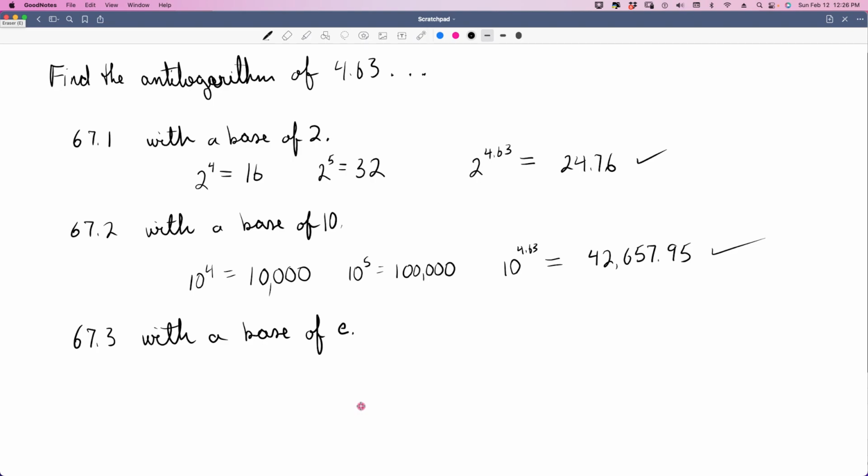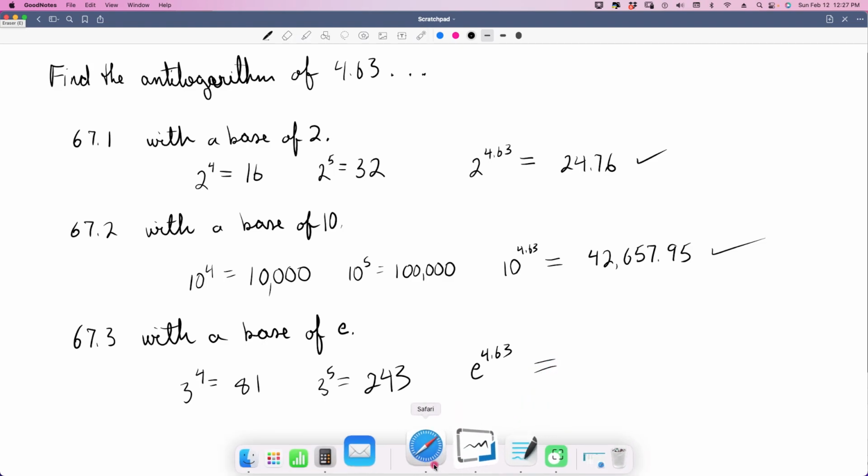That's a little bit more difficult. It's going to be hard to estimate this. We do know that e is worth like 2.7 and a bunch of digits afterwards. So we can round it up to 3. So 3 to the 4 would equal 81, and 3 to the 5 would equal 243. So our number is going to fall about halfway between here and here, because we want e to the 4.63.